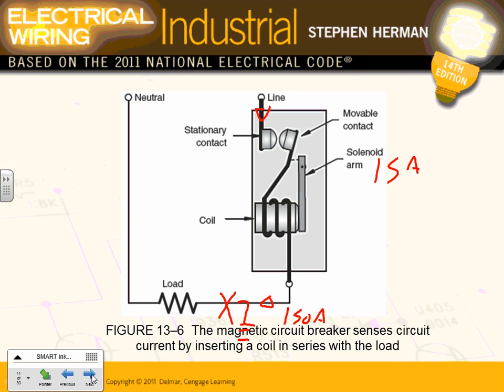That's not an overload. An overload, guys, is 10, 20, 30, maybe 100% more, like on a 15, you're pulling 30. That's an overload. This one is a ground fault or a short circuit.